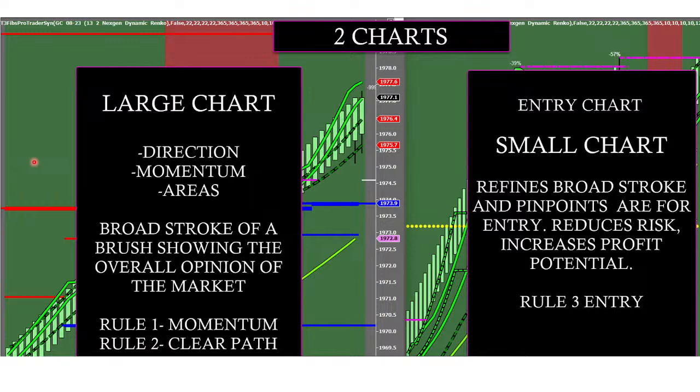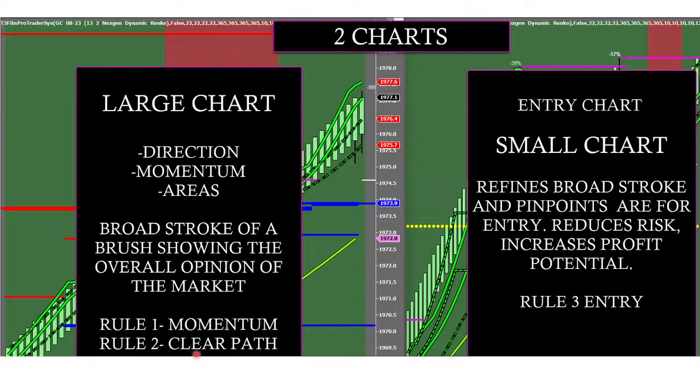And that large chart, 1 bar, it's a slow moving chart. This large chart will define the direction of the market. And it's pretty simple. If the background's green on your large chart, it's going up. If it's red, it's going down. Trade with the direction is usually the easiest thing to do. The large chart will define the momentum through rule number 1, and it'll define the areas that may be problematic through rule number 2. 66% of your advantages happen on the large chart.